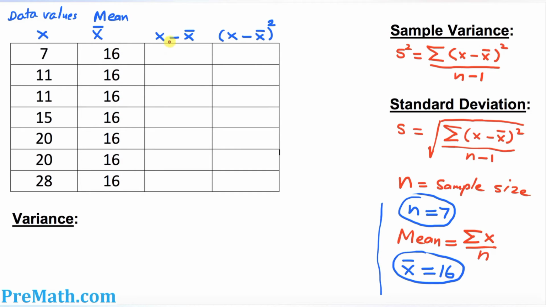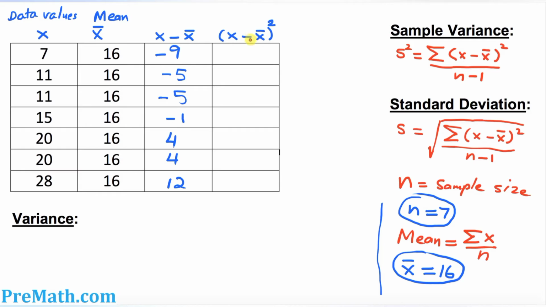So the next step, I want you to find x minus x bar, meaning the first column minus the second column. 7 minus 16 is negative 9. Likewise, 11 minus 16 is negative 5. 11 minus 16 is again negative 5, and that turns out to be negative 1. This is 4. This is 4. This is 12. See how we got it? We just simply subtracted these two values.